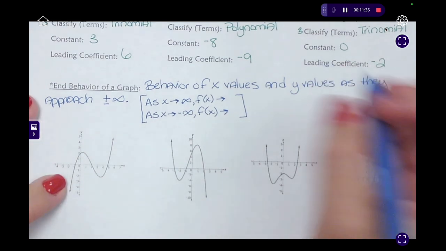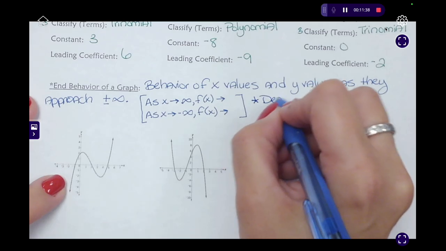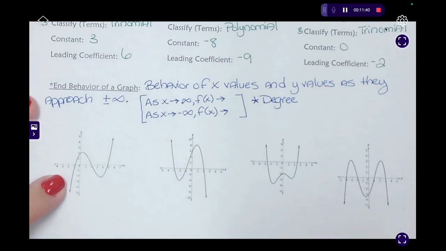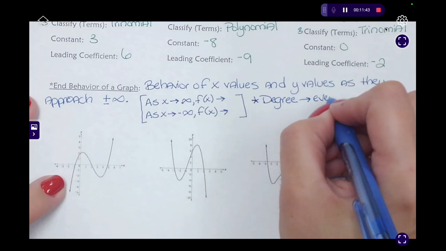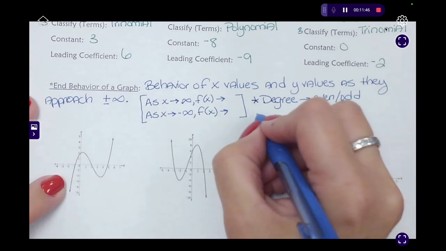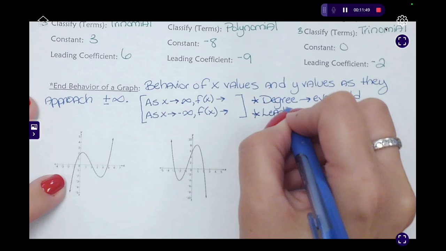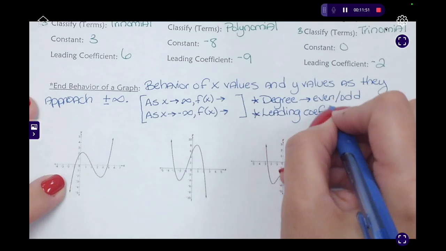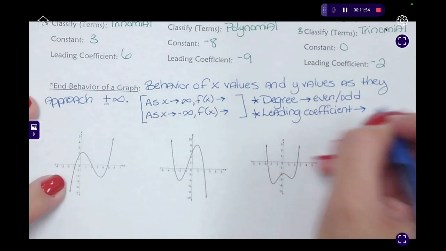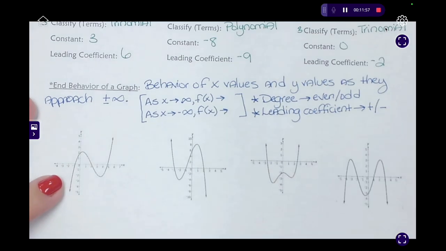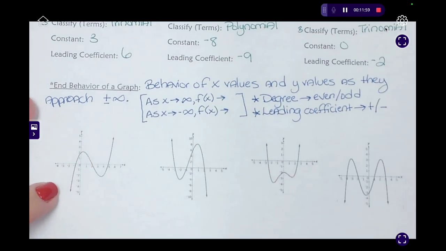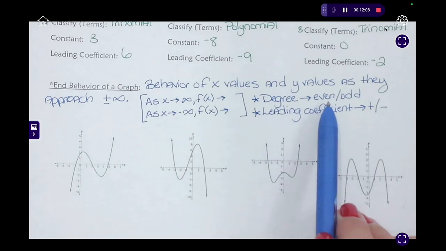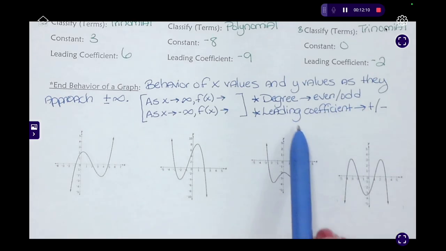And looking at this, this is all going to be based off of your degree. So we're going to look at your degree as far as is it even or is it odd? And then we're going to look at your leading coefficient and decide, is it positive or is it negative? So that's what we're going to look at when we're trying to look at the end behavior. Okay, so we do have 4 graphs here that are going to be the generic graphs that we're looking at to figure out what these rules are. So we're going to look at the degree, if it's an even or an odd degree, and then at your leading coefficient, if it's a positive or a negative.